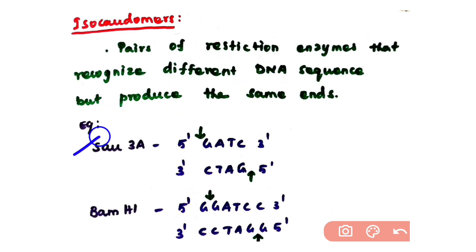For example, Sau3A recognizes GATC. It makes a cut upstream of the base G, at the 5' end. And BamHI recognizes GGATCC. So here the common bases are the four bases GATC. Here also it has the same bases GATC. BamHI makes a cut in between GG, so it makes a GATC overhang. Here also you have a GATC overhang. So Sau3A and BamHI both produce sticky ends.